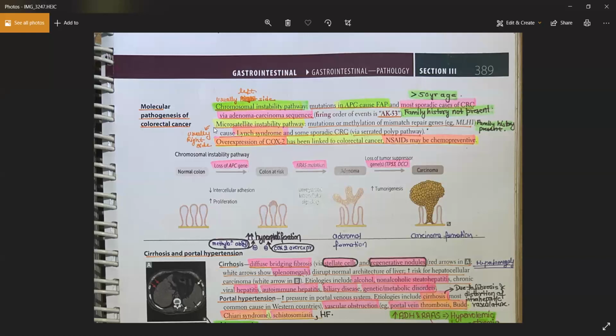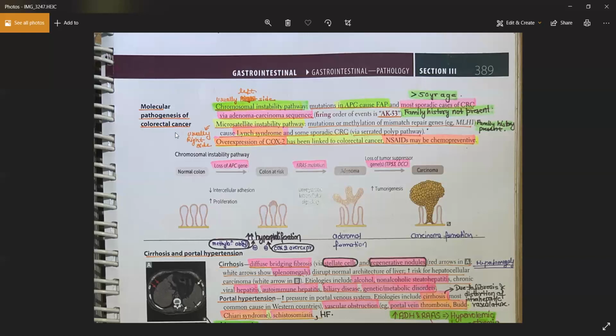Okay, so that's everything about colorectal cancer. If you read this under the headings, you first need to know about the pathogenesis, then you will know about the symptoms based on the location, then the diagnosis, and then finally the treatment. Study them like this.